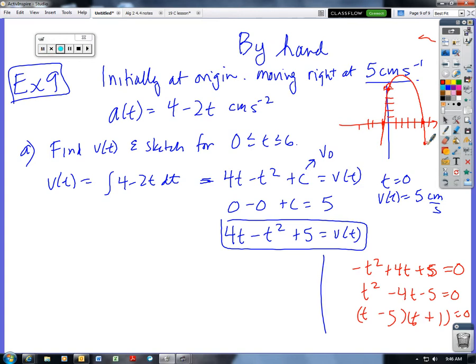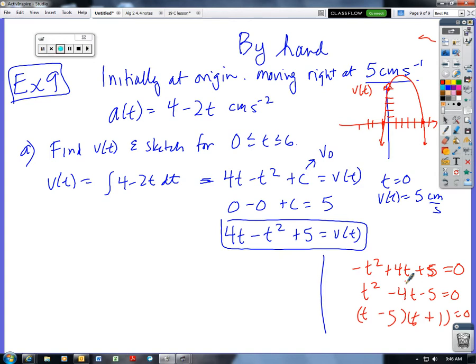I'm just doing a rough sketch. I don't really care too much. I'm really more concerned about where it's above and below the x-axis. So that's v. Want to make sure and label that v of t, so you know what you're looking at. Okay, so that is the answer to the first one.